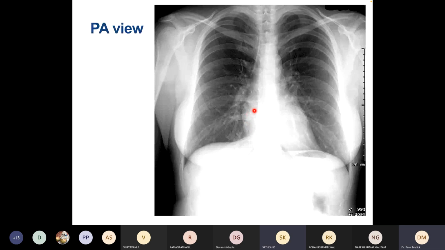Yes, ma'am. You can see this red dot if I'm moving my cursor. Yes, fine. Good. That makes my life easy. Okay, so now see, this is a PA film. How are you going to differentiate it from other films? I'm going to tell you.